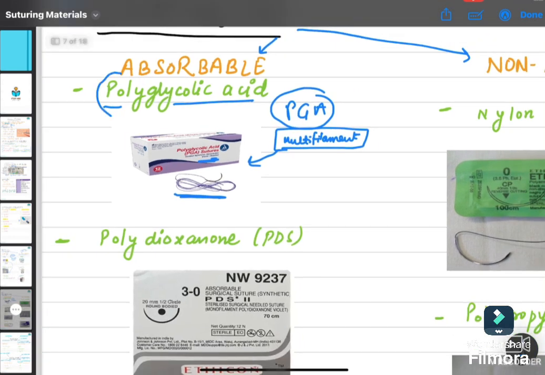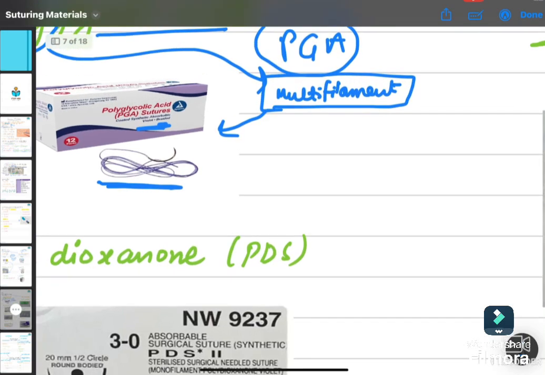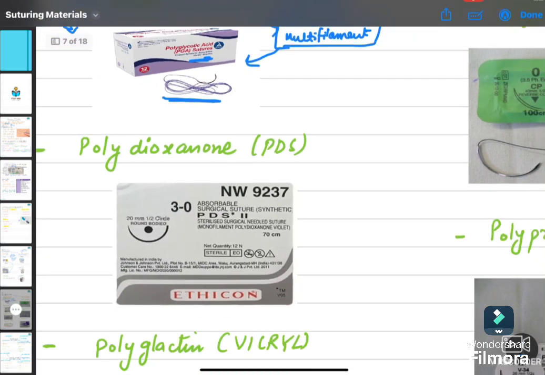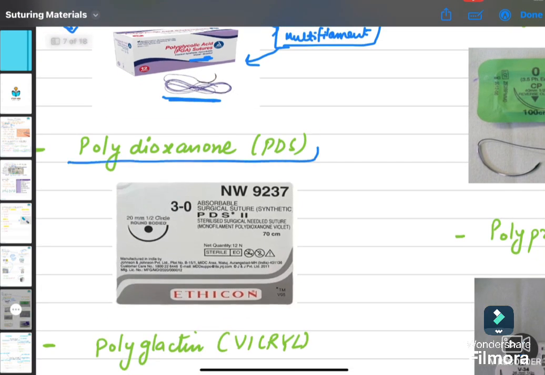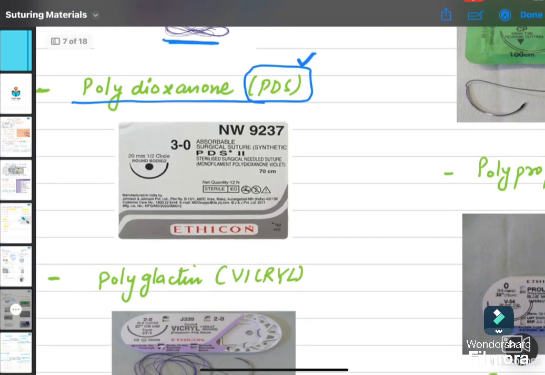You can easily understand by poly. Poly means multiple, and similarly it is multifilament. You can memorize it this way. Second one is polydioxanone, or simply PDS suture. A bit expensive one. The suture is a bit expensive, so it is very selective and less used.